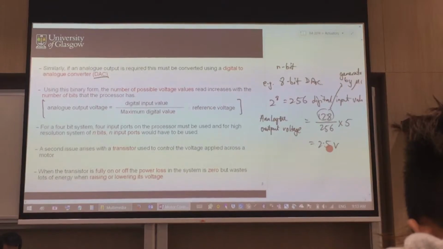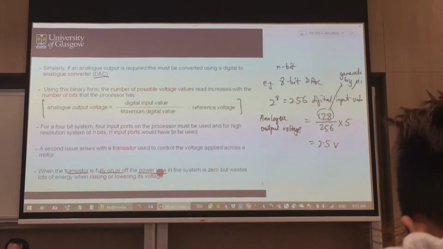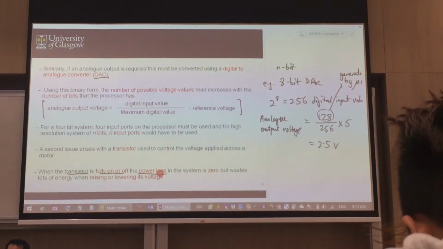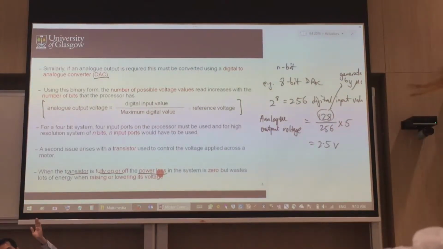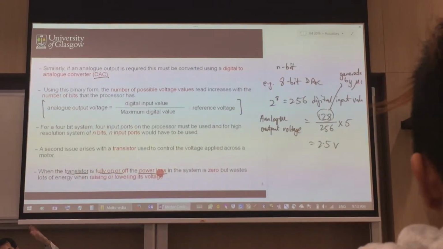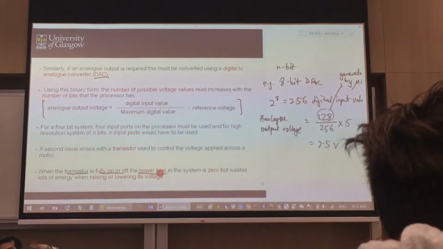So this on and off bit is actually done by your transistor. When it's fully on or off, the power loss is 0. It's fully on at the state of 1, or off at the state of 0. So at any of these states, 1 or 0, your transistor does not consume any power. The power loss is almost 0. It's only in the process of switching from 0 to 1, or from 1 to 0, that a lot of heat is generated.